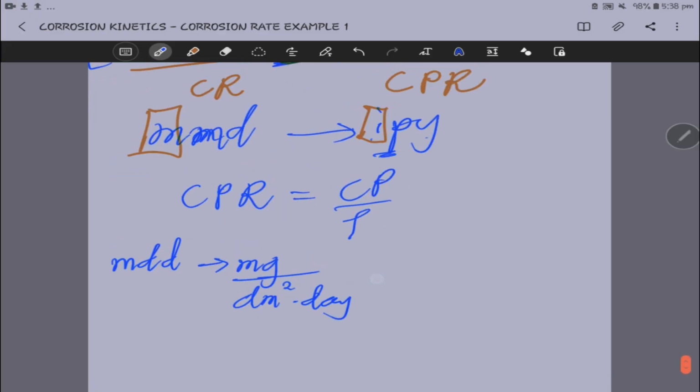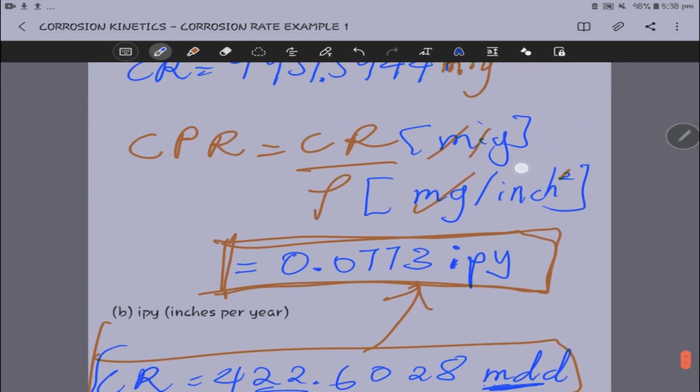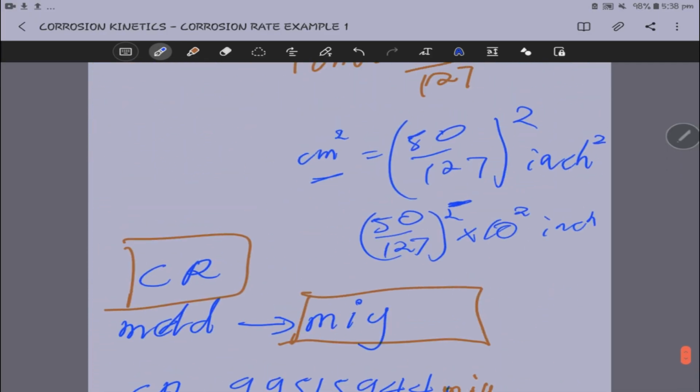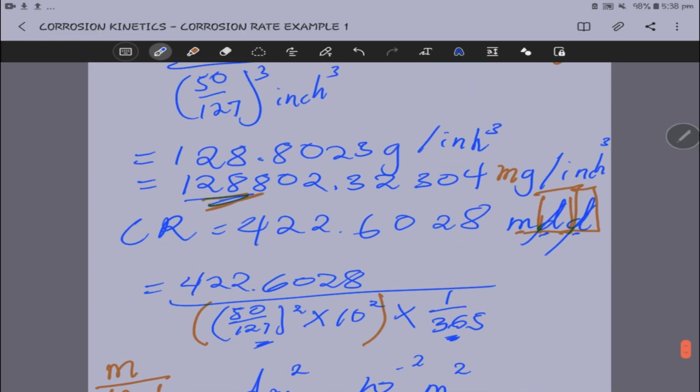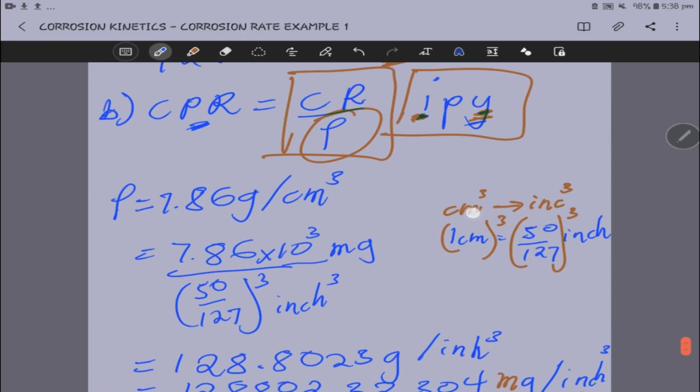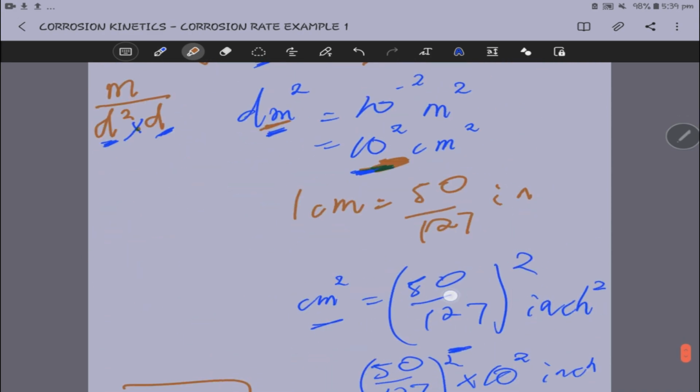So now we know we have milligram. And the density that we have in this problem, we have it to be in grams per centimeter cube, or whichever unit you are given the density, but generally it's in grams per centimeter cube. So this is what we have here. We use this and then we do all the conversions we need.